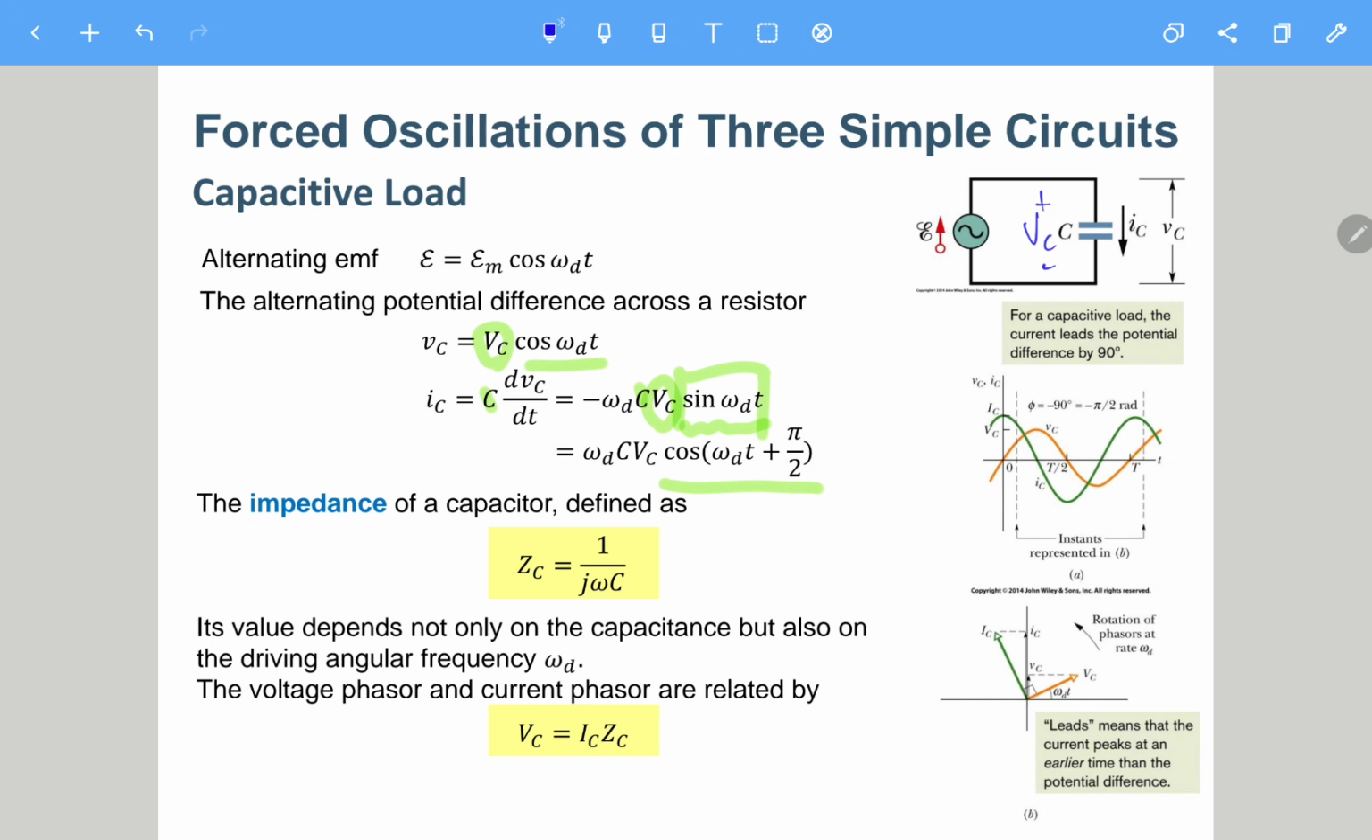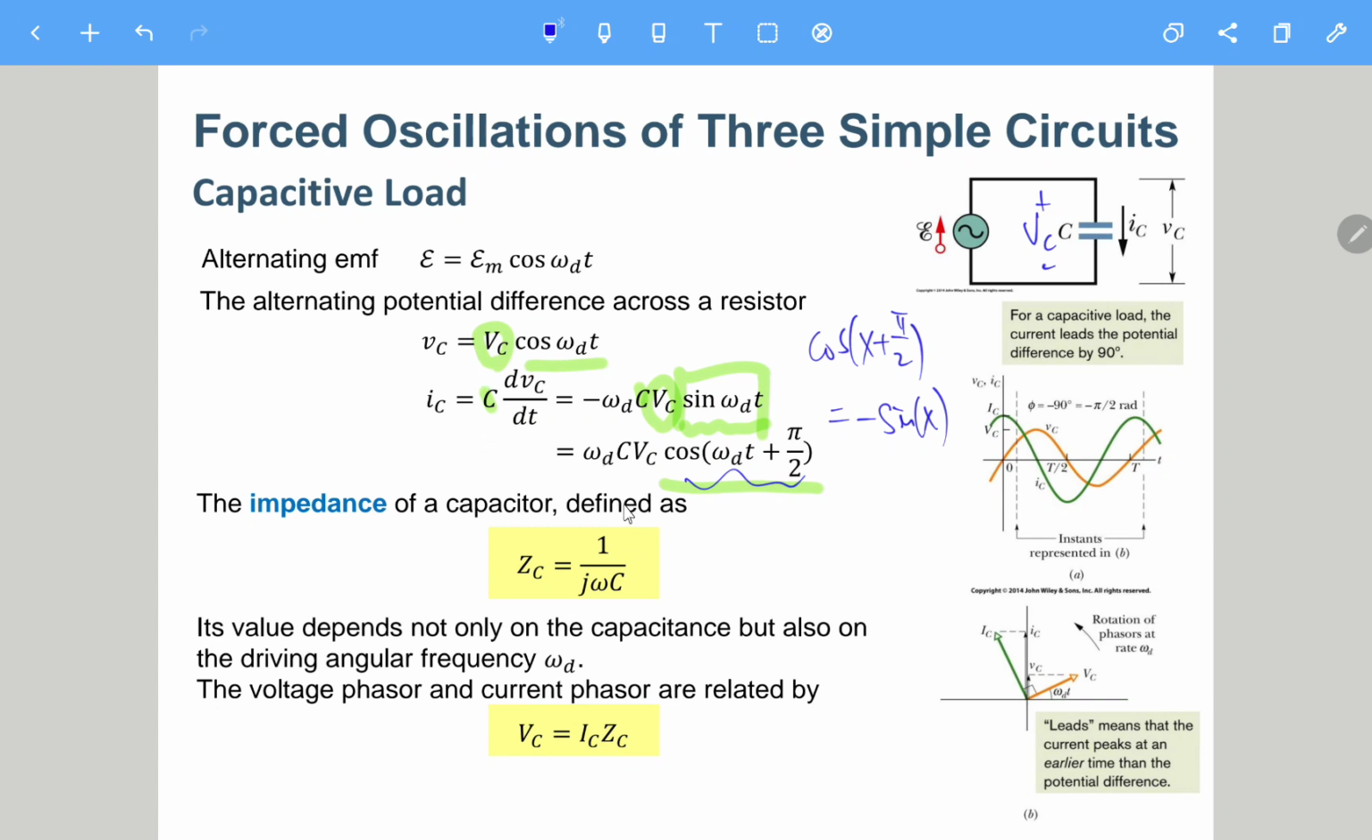In high school trigonometry, you know cosine of x plus pi over 2 should change to negative sine of x. So here the negative sine becomes cosine of this one plus pi over 2. So we know that we have a 90-degree phase shift between this one and this one. Of course, the amplitude is different.